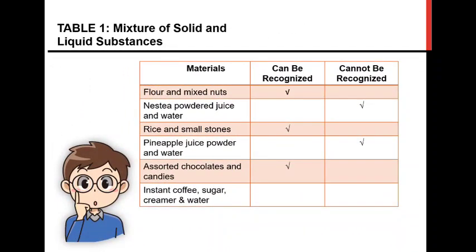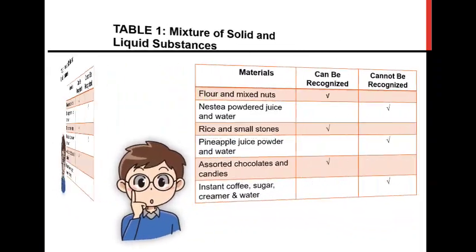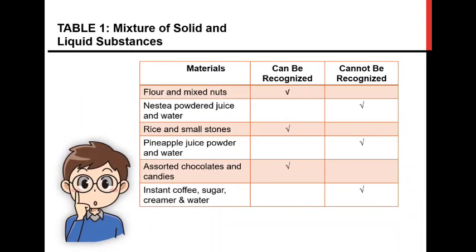Excellent. We can still recognize the components of assorted chocolate and candies. How about the instant coffee, sugar, creamer, and water? Can we still recognize the components? Not anymore. Why? Because coffee, sugar, and creamer can completely dissolve or mix with water. So only the liquid component of the mixture can be recognized.